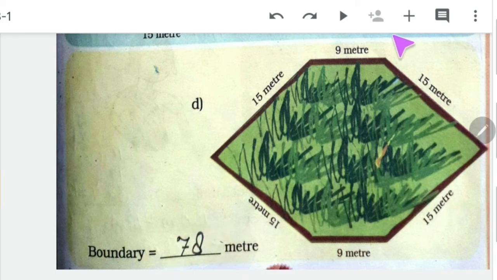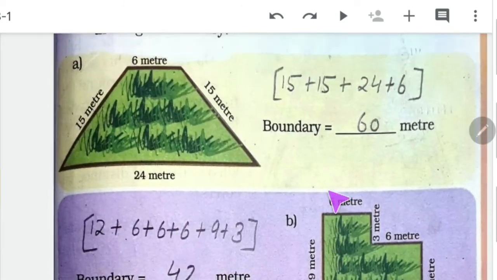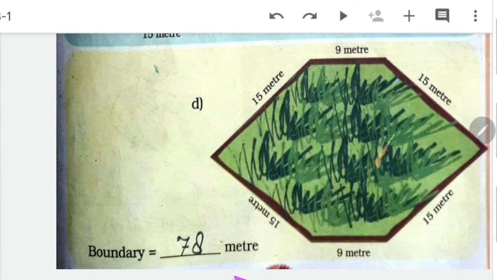Now we also have to answer which field has the longest boundary. So we can see here field D has the longest boundary. So our answer is field D has the longest boundary.